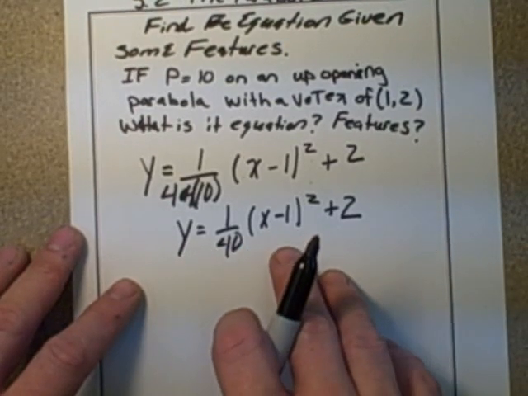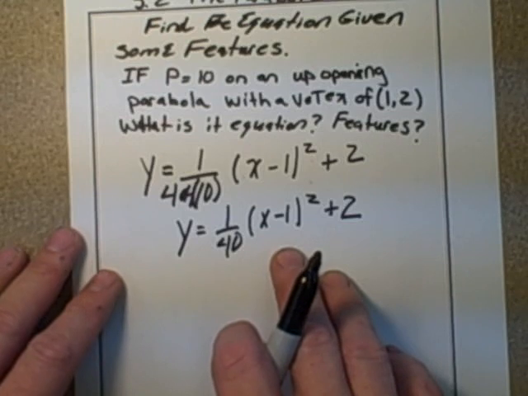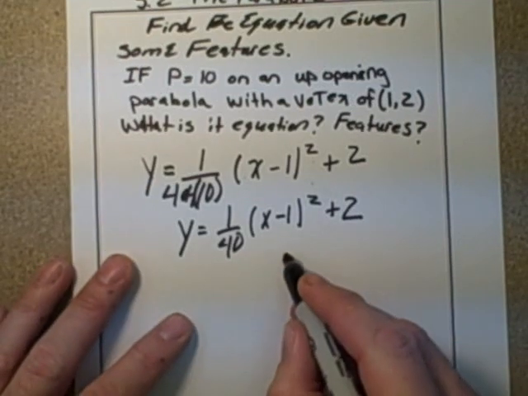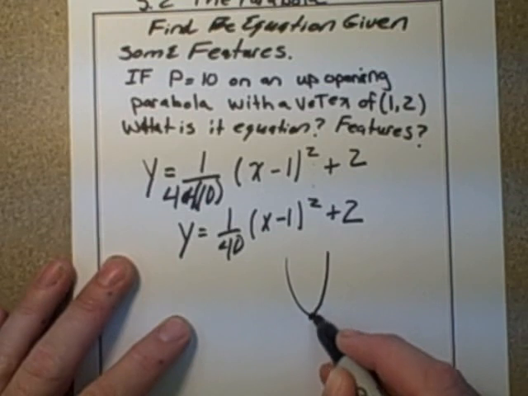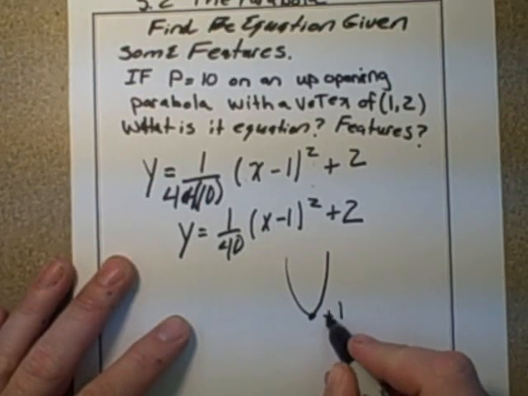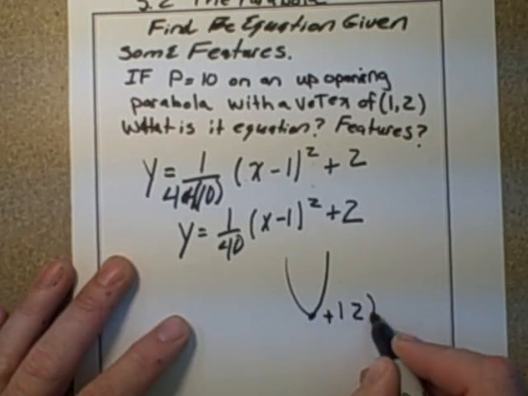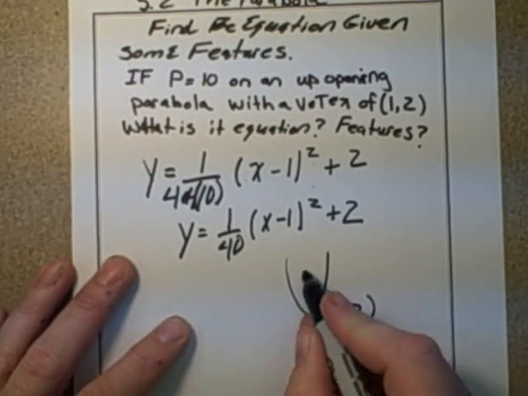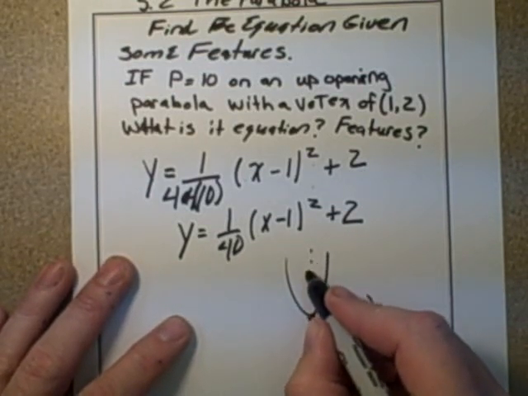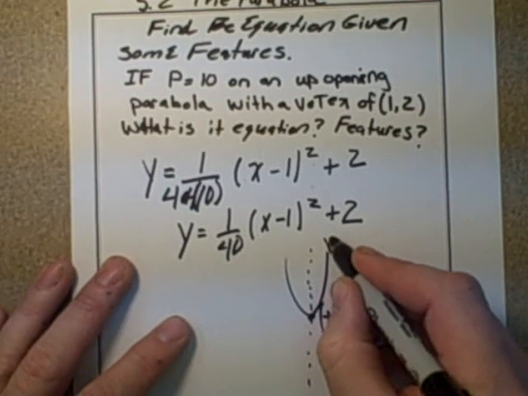Now, other features of it, well, what is the axis of symmetry? Okay, it's a vertical parabola, and we know that it's going like this. We know that this is, pardon me, +1 and 2. So the axis of symmetry is going right through there. So our axis of symmetry is going to be a line, pardon me, not a point. So that's x equals 1.